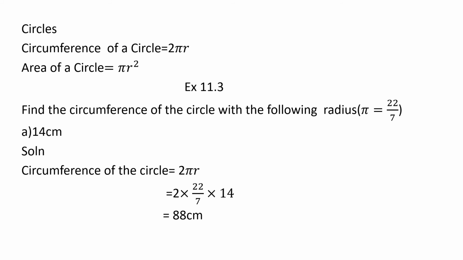Next, we are going to learn about circles. So here also two formulas. Circumference of a circle and area of a circle. Today we have learned four formulas. Area of a parallelogram, area of a triangle. Now circle we are going to learn. Circumference of a circle, what is the formula? 2 pi r.